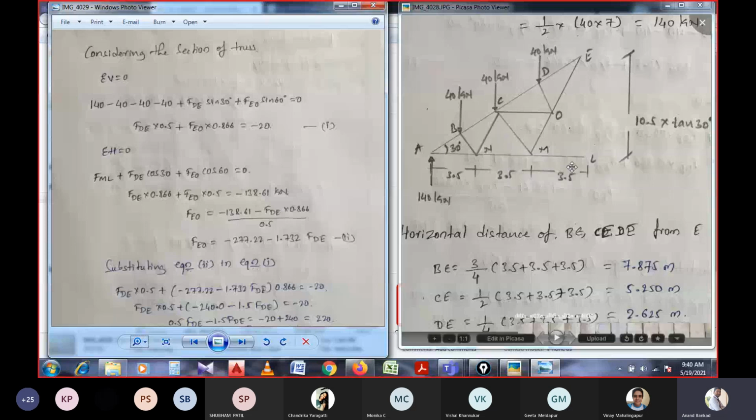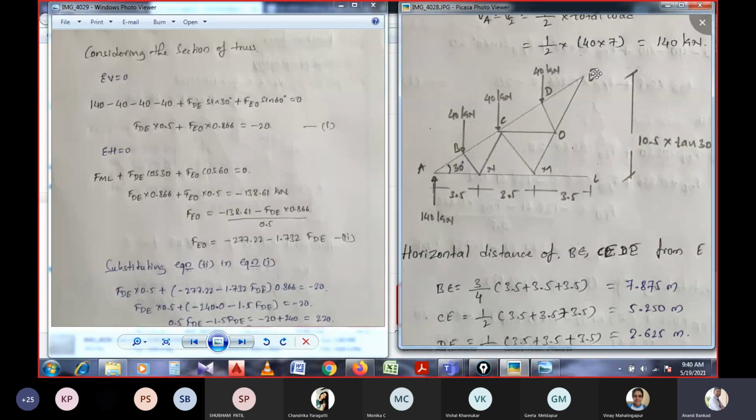Where we are having the section, in which the members are being cut, those members need to be considered as forces. So the section is passing over here, means FDE is a force. FDE is a force having an angle of 30 degree, right? Having an angle of 30 degree. If you want to resolve this FDE to vertical, it would be FDE sine 30, because we have an angle of 30 degree over here.